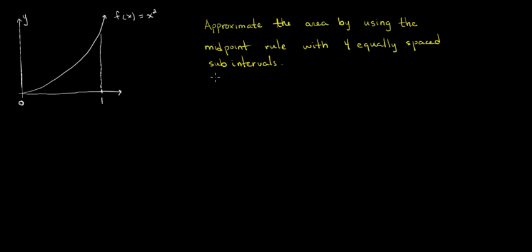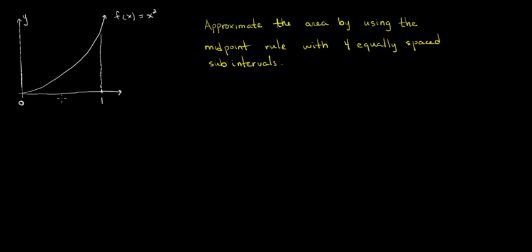Okay, so in this video, we're going to approximate the area underneath this curve here, f of x equals x squared from 0 to 1. So I'm talking about this region right here, but we're going to do so using the midpoint rule with four equally spaced subintervals.